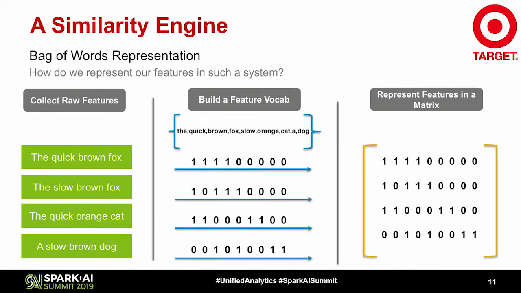So I'm going to go through some examples end-to-end. How do we get our data into a format that we can start doing math on? The first step is we collect the raw features. Our features are these four tiny sentences. The next step is we want to build a feature vocabulary. Like I said, that's looking over all of your raw input features and taking the unique set of tokens across all of them. You can see the vocabulary that shakes out of this input set is: the, quick, brown, fox, slow, orange, cat, a, dog.